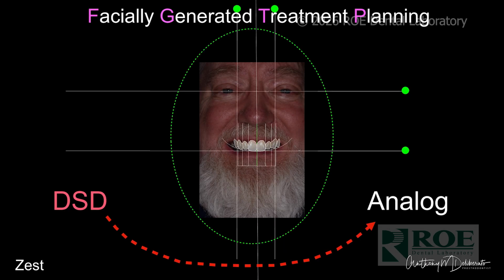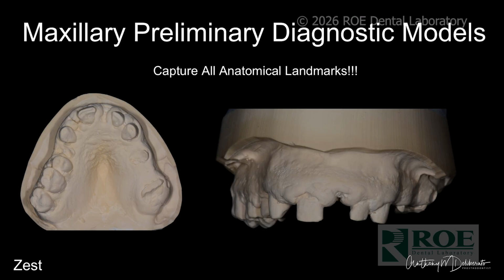Again, I want to stress facially generated treatment planning. We have all these different digital smile design systems that we can design digitally, or we can do tooth setups like I showed you to determine the tooth position. But it's all about basic prosthodontic principles: tooth proportions, incisal edge position, buccal corridors. You can do it digitally, you can do it analog.